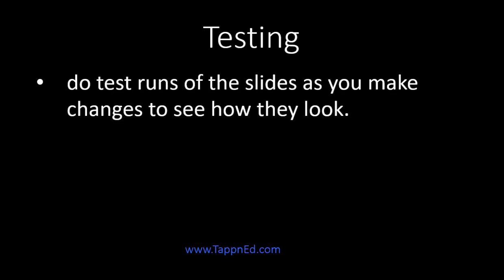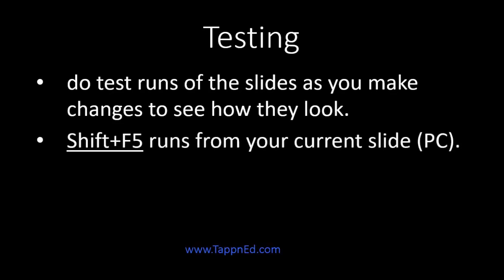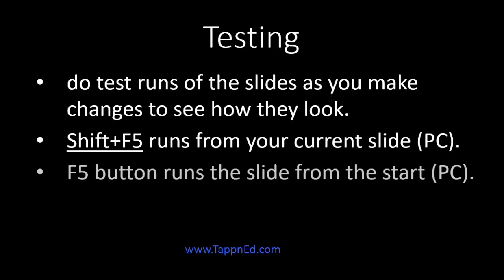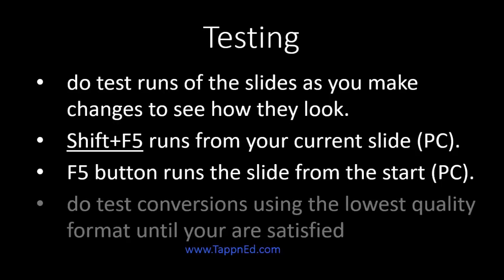Testing. Do test runs of the slides as you make changes to see how they look. Shift plus F5 runs from your current slide. F5 runs from the slide from the start using PC only. Toggle between these two, running from the very beginning and running from the slide that you're making edits to. Do test conversions using the lowest quality format until you're satisfied.